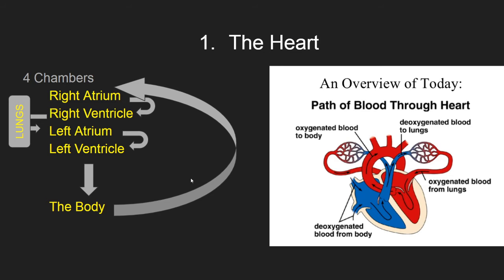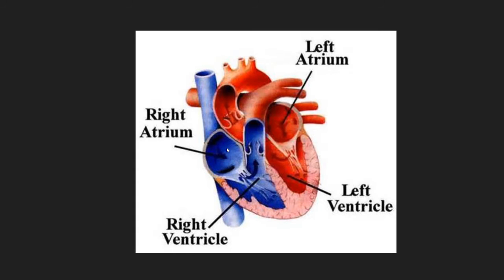Remember this flow of blood from the right atrium to the right ventricle, out to the lungs, back to the left atrium to the left ventricle, and then out to the body. And from the body, it will be brought back full circle to the right atrium and start the whole thing over again. We have the deoxygenated side here. This is the old blood coming in.